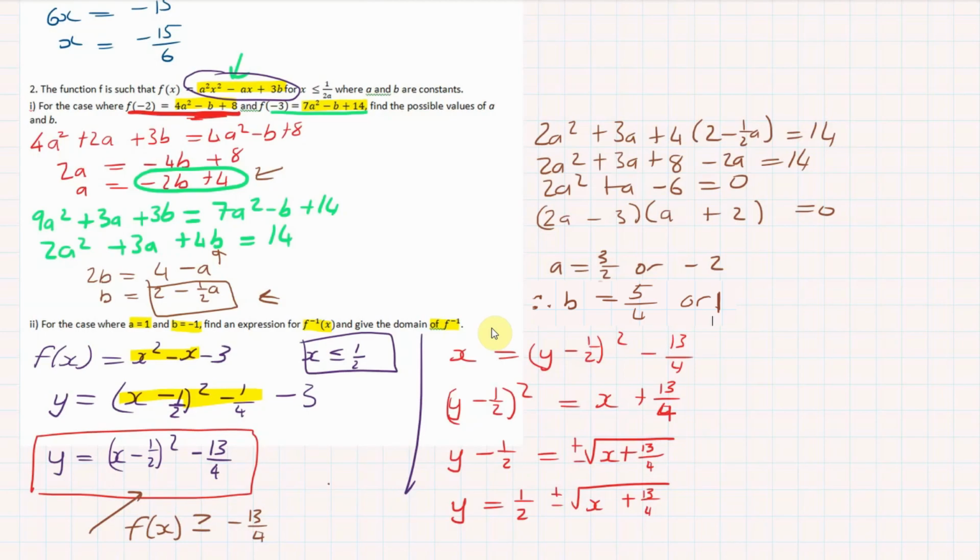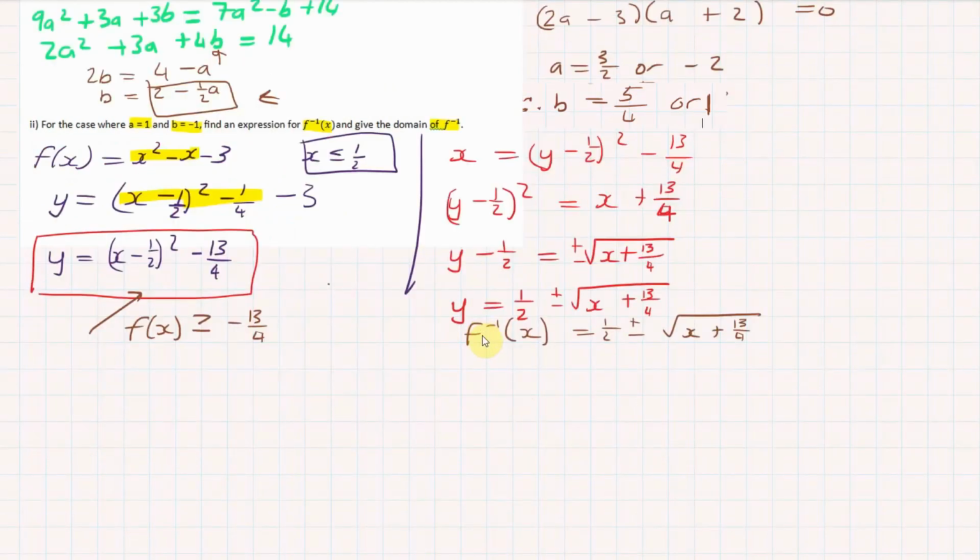And therefore, that means the domain of the inverse, I'm going to write it in function notation. So this is the function. Inverse function is equal to 1/2 plus or minus the square root of x plus 13/4. And therefore the domain. And remember, domain is input, so we're going to put x is greater than or equal to negative 13 quarters. Negative 13 quarters. And there we are.